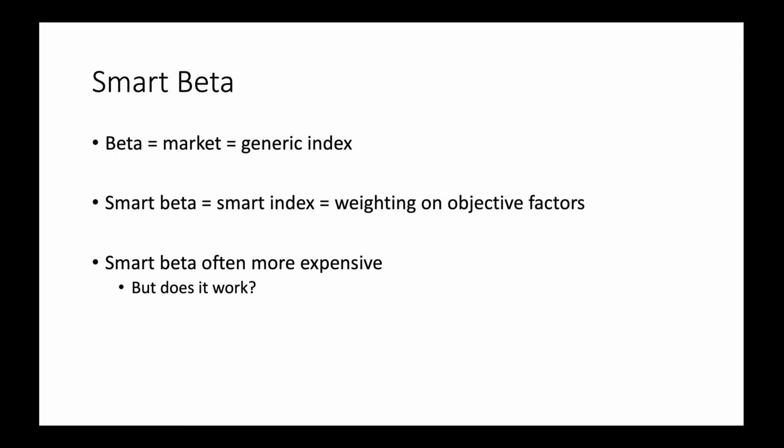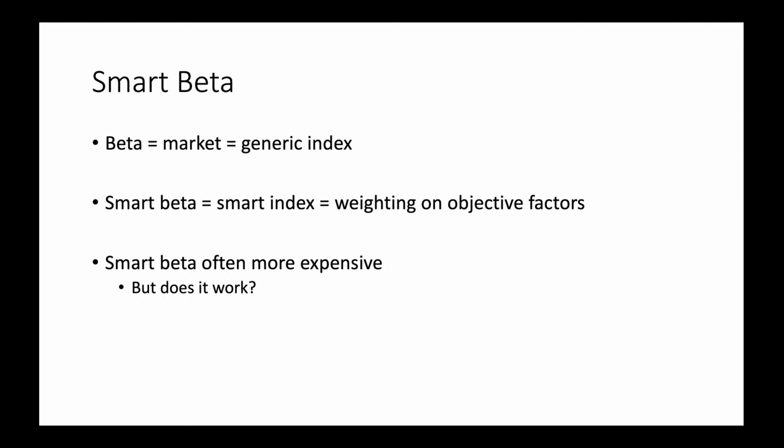Now, we can debate how the indices are put together. Usually they're going to be market cap weighted, sometimes with a little bit of a twist. For example, we've got a Top 50 from CoreShares. That's not a smart beta. It's just an extra 10 stocks compared to the Top 40. So it's just a normal beta.